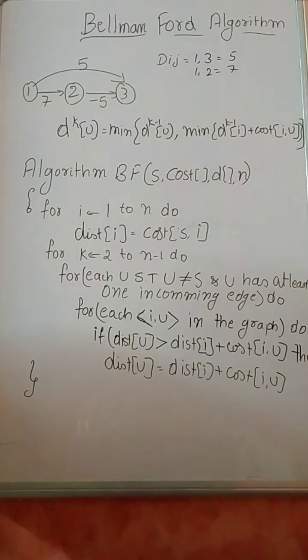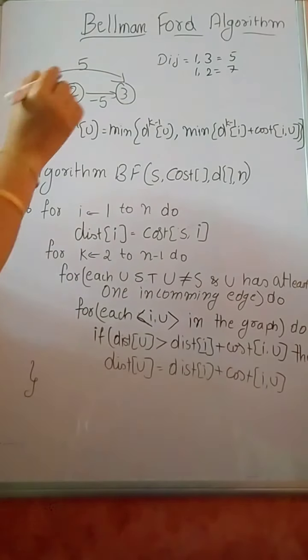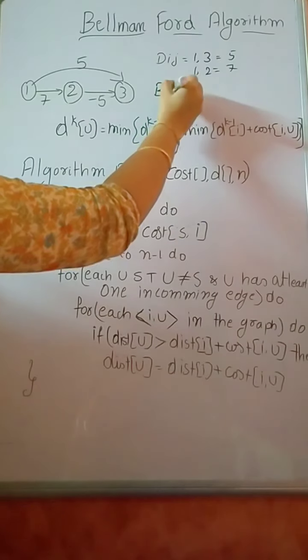In order to overcome that, we use the Bellman-Ford algorithm. The Bellman-Ford algorithm will also do the same thing as Dijkstra. For a given source vertex, it will compute the shortest path from the source vertex to all other vertices, but it works for negative edges also. It uses the concept of dynamic programming, whereas Dijkstra's algorithm uses the concept of the greedy technique. How it works, I will explain later.